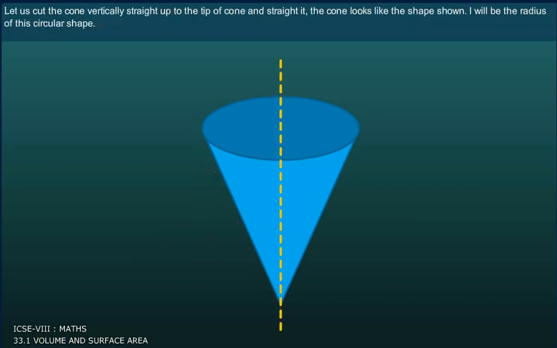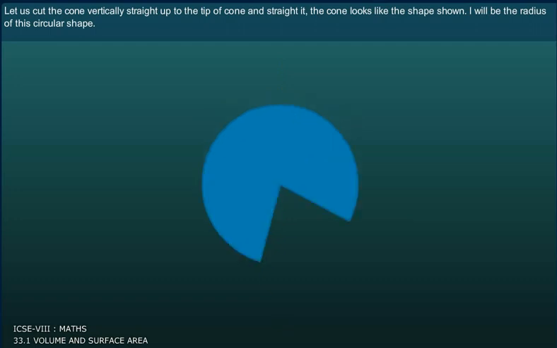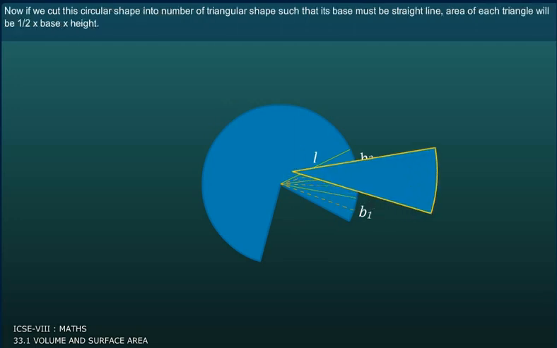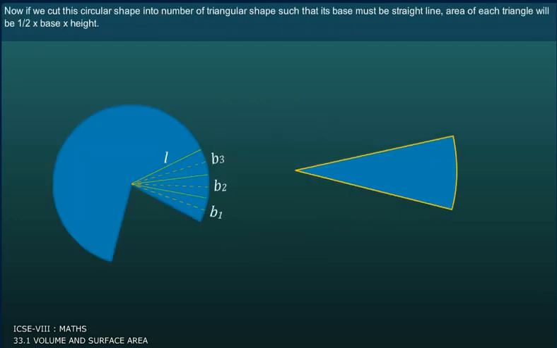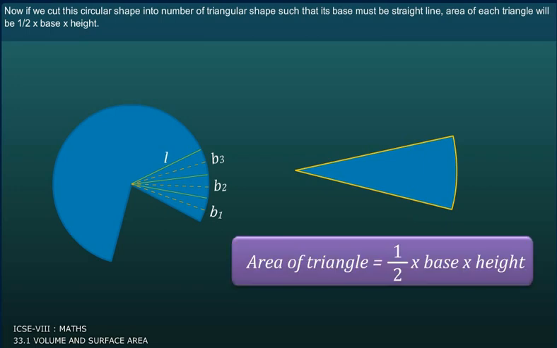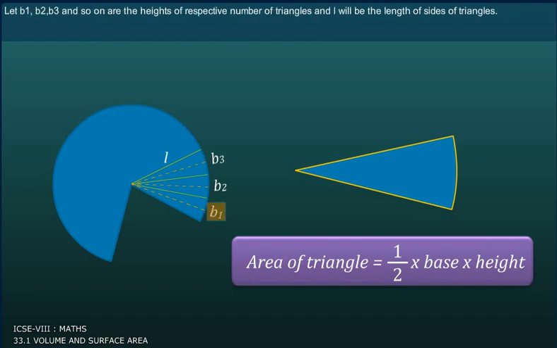Let us cut the cone vertically straight up to the tip of the cone and straighten it. The cone looks like the shape shown. L will be the radius of this circular shape. Now, if we cut this circular shape into a number of triangular shapes such that their bases are straight lines, the area of each triangle will be half into base into height. Let B1, B2, B3 and so on be the bases of the respective triangles, and L will be the length of the sides of the triangles.